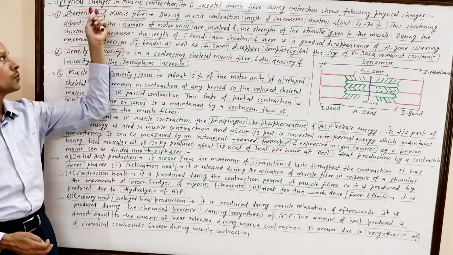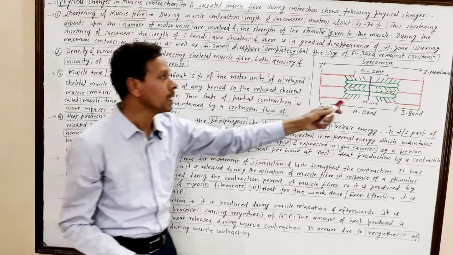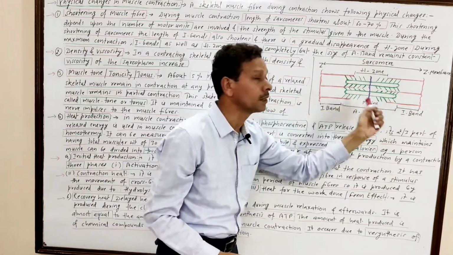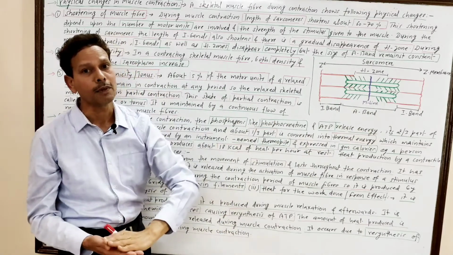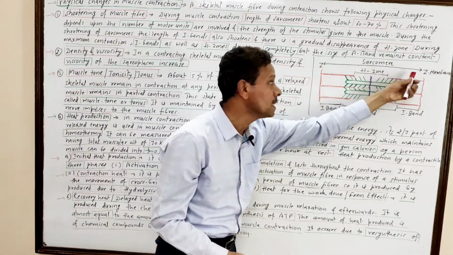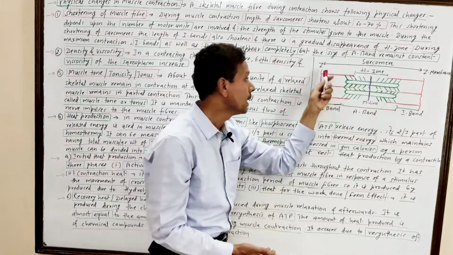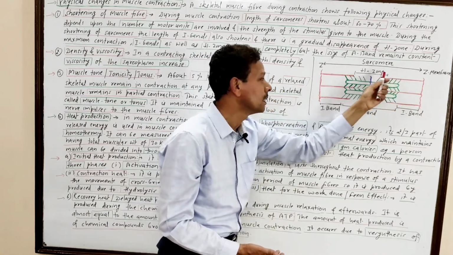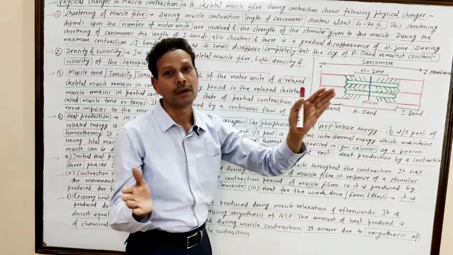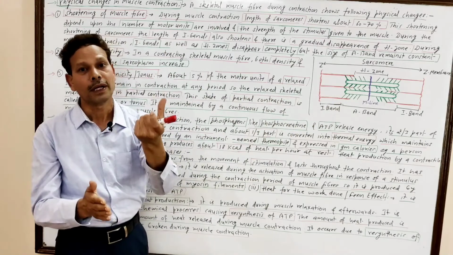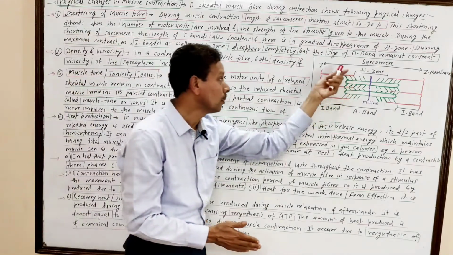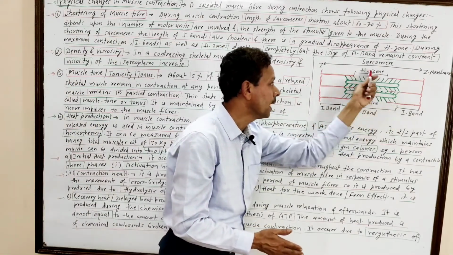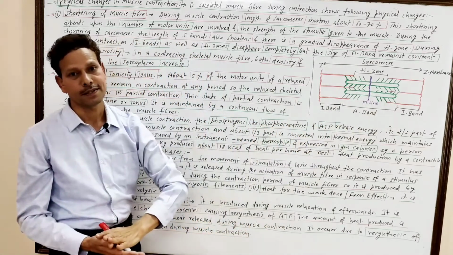First of all, shortening of muscle fibers. It means the length of the sarcomere gets shortened at the time of muscle contraction. Both Z membranes come close to each other. As a result, the I bands and the H zone decrease. The length of these I bands and H zone decreases.